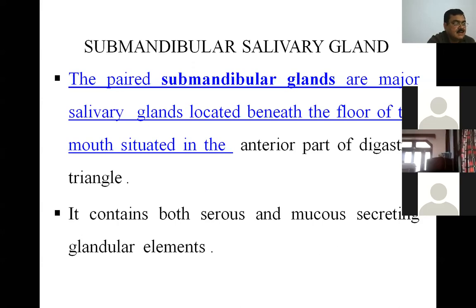अगर हम तीनों ग्लैंड की बात करें, parotid gland, submandibular and sublingual gland. So parotid is predominantly serous, and sublingual is predominantly mucous. And in between these two is the submandibular gland, which has both parts, serous and mucous. So this is a mixed serous and mucous gland.